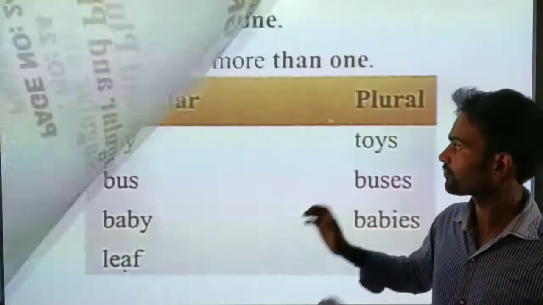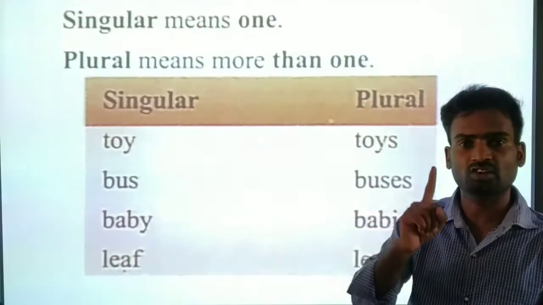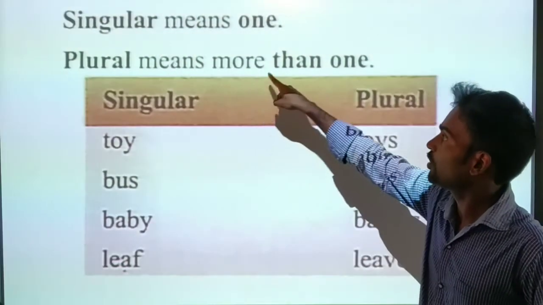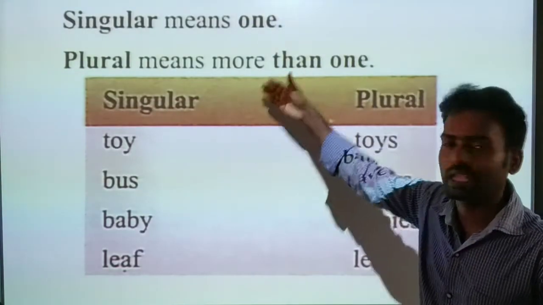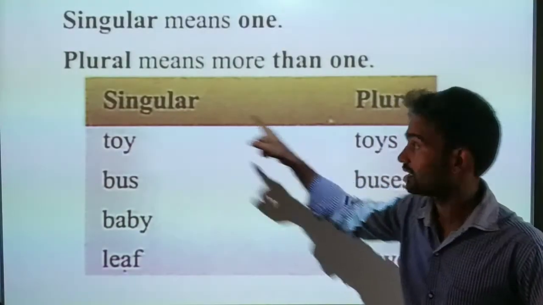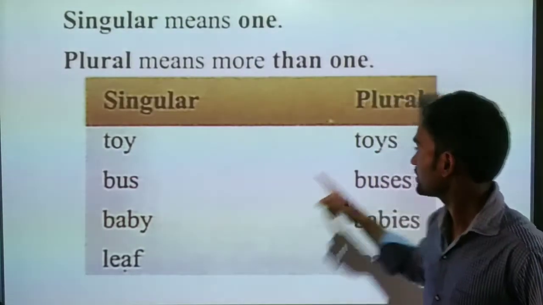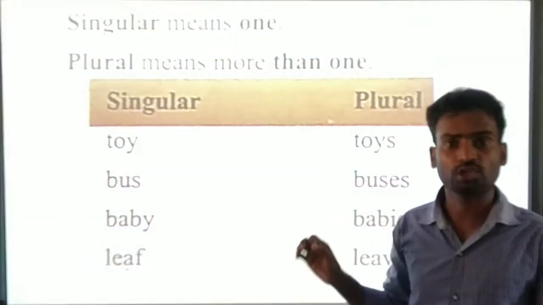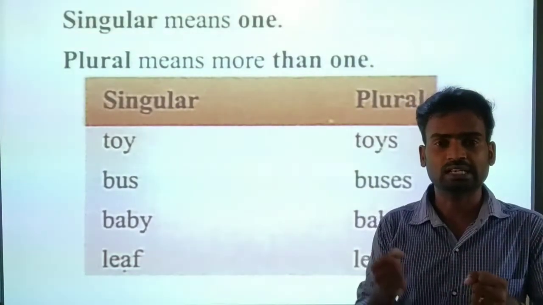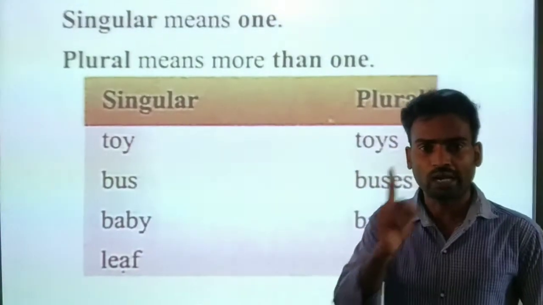So, here we go. Singular means one. As I said, singular means only one. That's called single. Plural means more than one. Here we have some examples, singular and plural. Toy. Here we have toys. You know the meaning of toys, right? Which we used to play with. So mostly girls used to play, right? Bus. We have only one bus.